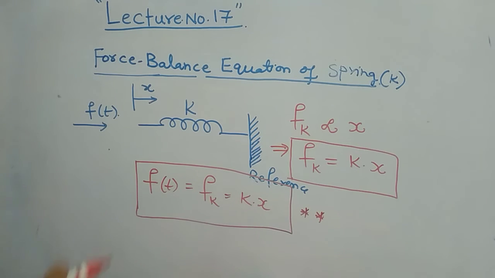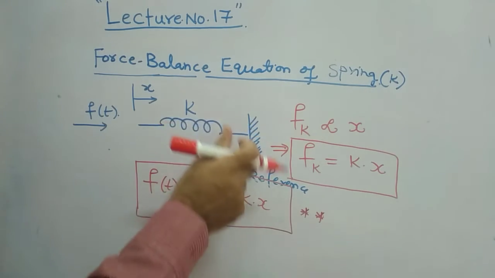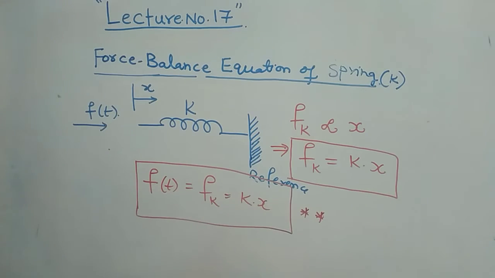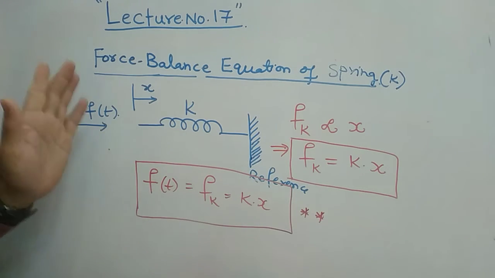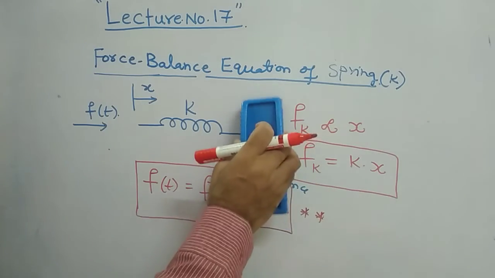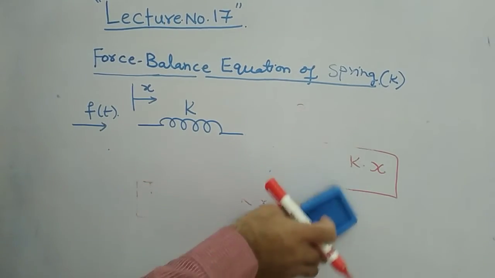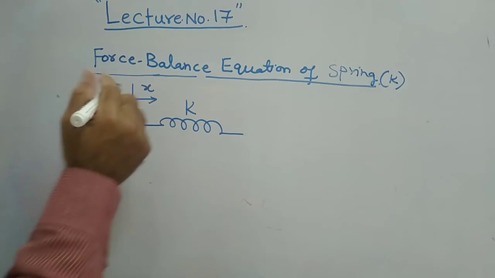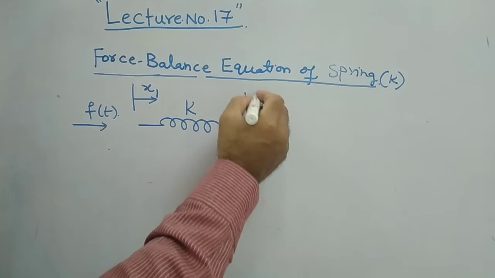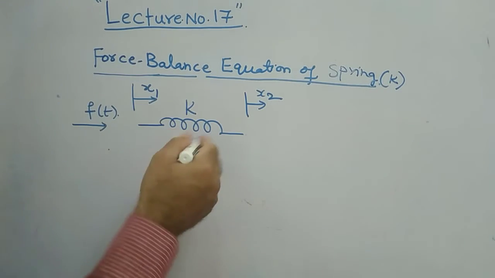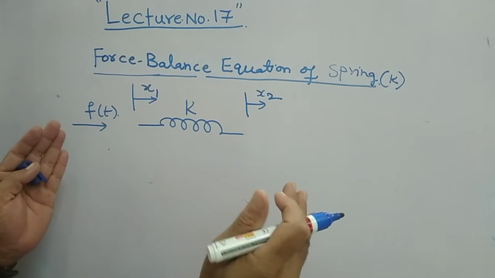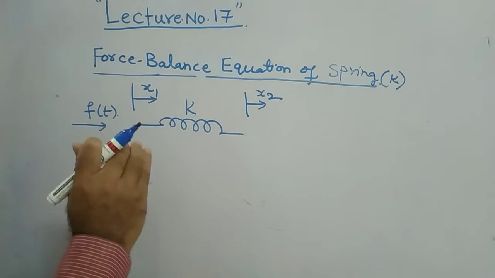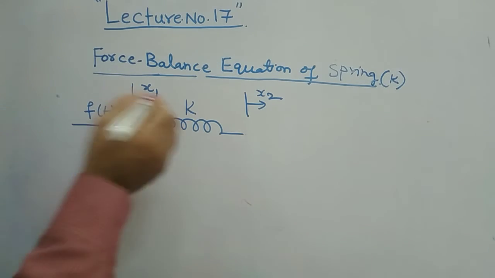In the problem it will be shown that the spring is connected not to a reference. One end of the spring is connected to some other object, and the other end is connected to another object. So when the two ends of the spring are connected to two different bodies, let us say one end has displacement x1 and the other end has some displacement x2. Sometimes the spring is connected between two bodies. Here one body will be there, another body will be there. Then in this case, what is the force balance equation for the spring? Nothing wrong, the same concept that we have seen applies here also.